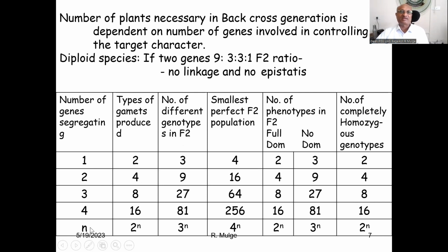If you take n genes, the types of gametes produced is 2 to the power n, the number of different genotypes in F2 is 3 to the power n, and the smallest perfect F2 population is 4 to the power n. The number of phenotypes in F2 is 2 to the power n with full dominance, and 3 to the power n with no dominance. And the number of completely homozygous genotypes is 2 to the power n.